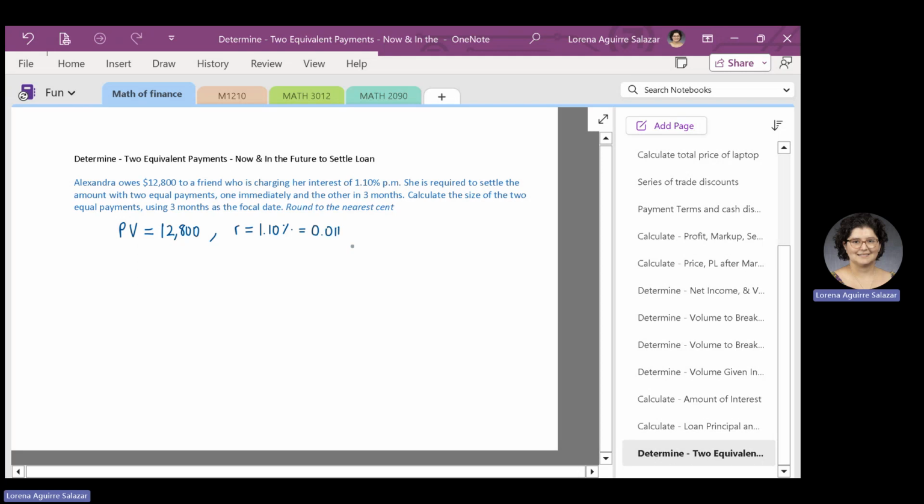Finally, we have the time period. Here the time period is 3 months because Alexandra is going to settle the amount within 3 months. Because the time period is in units that work well with the units for the rate of interest, we don't have to turn those months into days or years or anything like that.